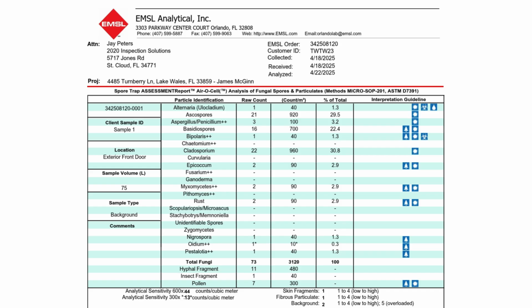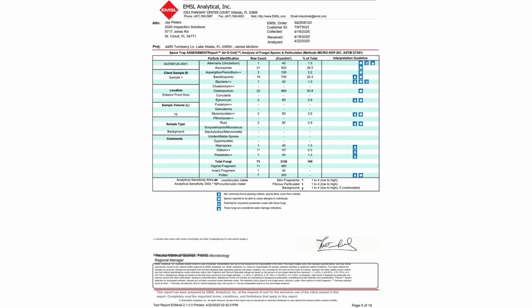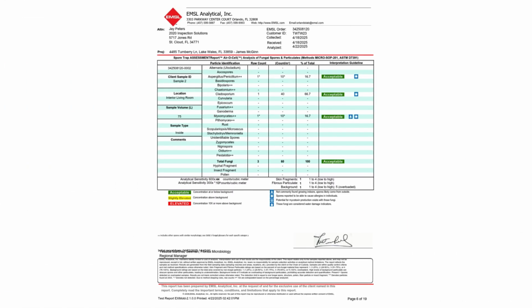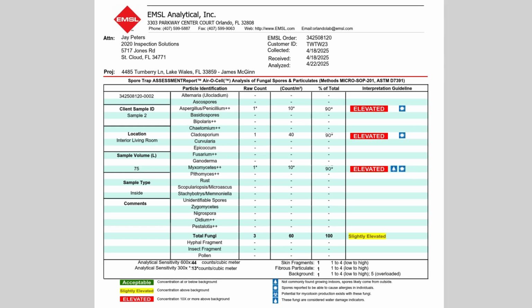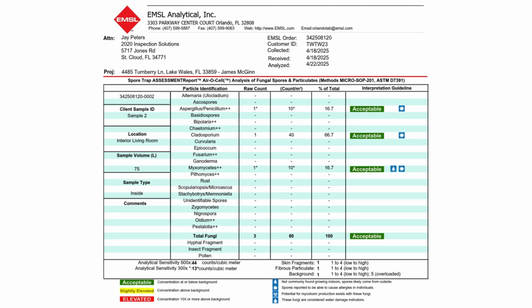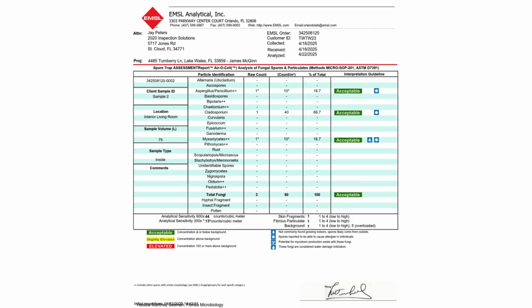On page 5 will be a table for sample 1, outside at the front door. This will act as a baseline sample. And on page 6 will be a table for sample 2, inside the house. What you want to look at is the section labeled Interpretation Guidelines. Here, it will tell you whether the levels are acceptable or elevated. If it says elevated, that means there's a potentially harmful mold present in the air at elevated levels. In this case, the levels are very low indoors, which is what we want to see.